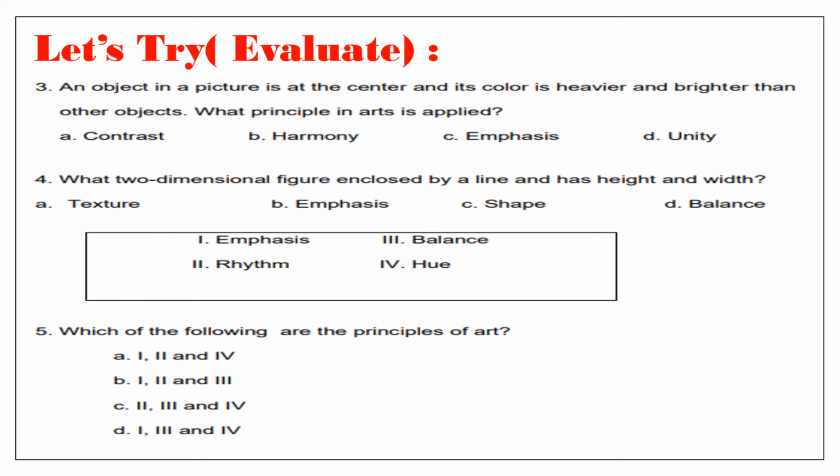Number 5. Which of the following are the principles of art? A. 1, 2, and 4. B. 1, 2, and 3. C. 2, 3, and 4. D. 1, 3, and 4.